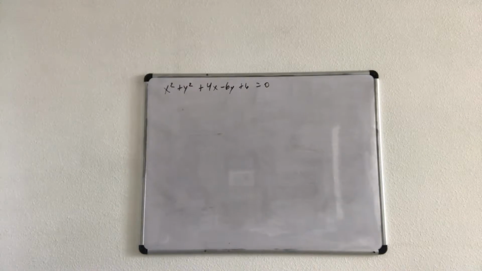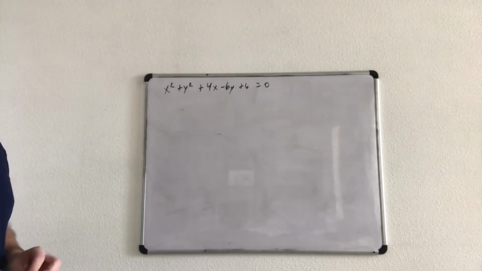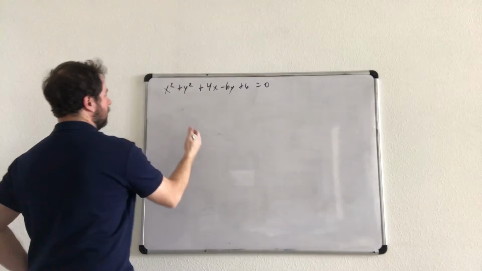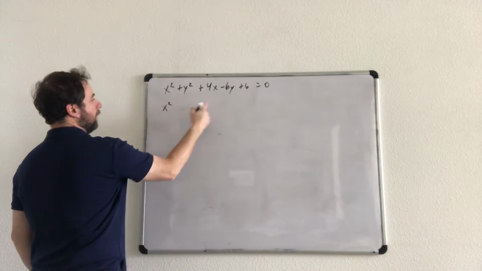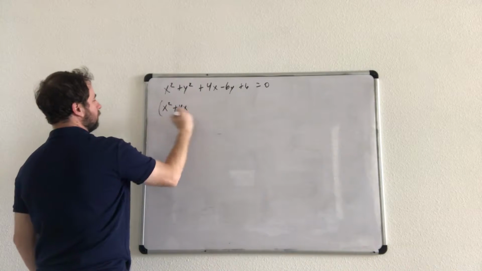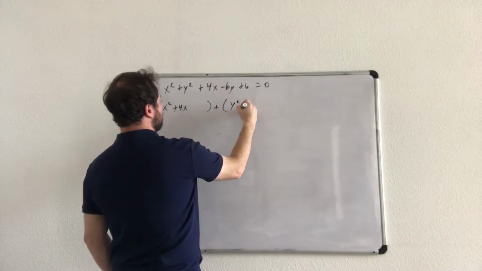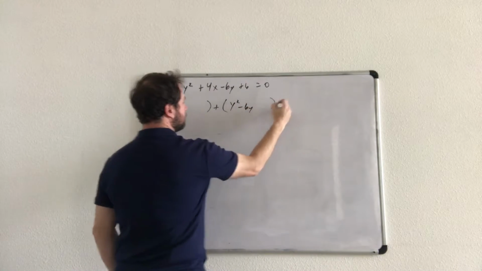In lesson 63, it's one concept, and it's completing the square in order to draw a circle. So that's what we're going to do. Complete the square in order to draw a circle. So x squared plus 4x. So we're going to get ready to complete the square. y squared minus 6y.